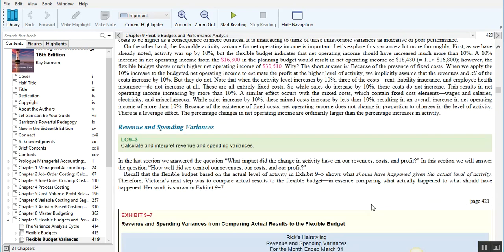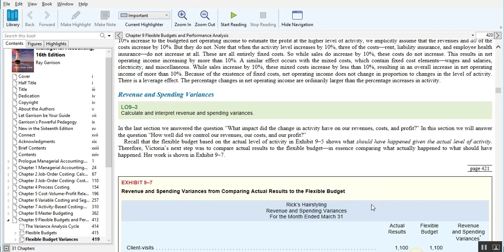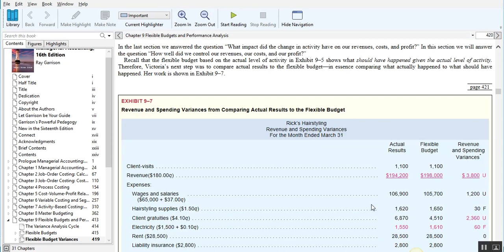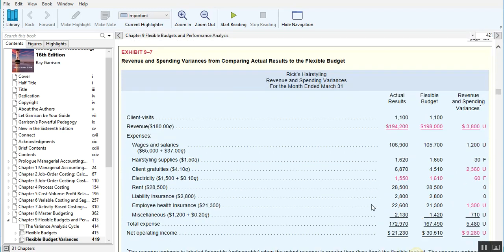So we also have another kind of variance that can be from revenue and spending. So when we're talking about revenue and spending, we're saying, okay, we've adjusted this planning budget based on quantity. Now if we compare the adjusted budget, or the flexible budget, to the actual results, we should have compensated for any change in what the volume was. The resulting difference then will be basically the revenue and spending variance.